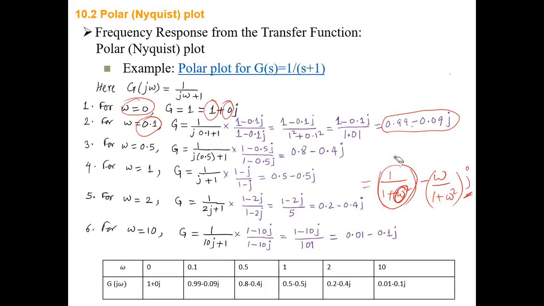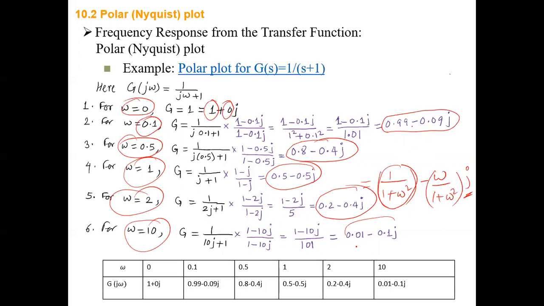Okay. Now, similarly, I chose a random value of omega equals 0.5, plugged in 0.5 squared and so on. Then I found the value to be this. And omega equals 1, I found the value to be this. Omega equals 2, I randomly chose values of omega up to 10. Then I made the table here. Omega equals 0, I get 1 plus 0j. 0.1, 0.99, I just summarized this, okay?